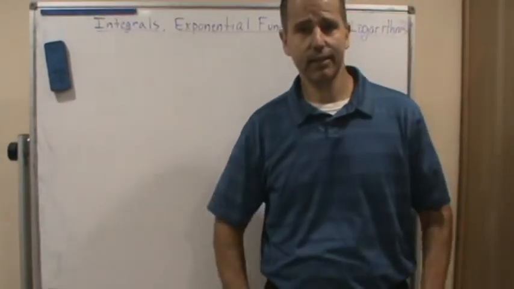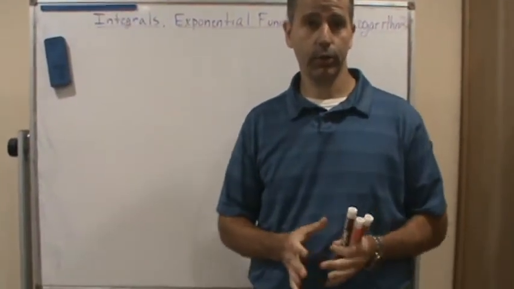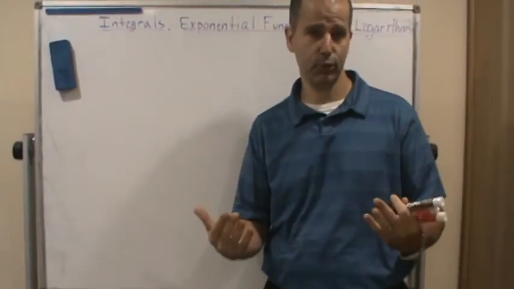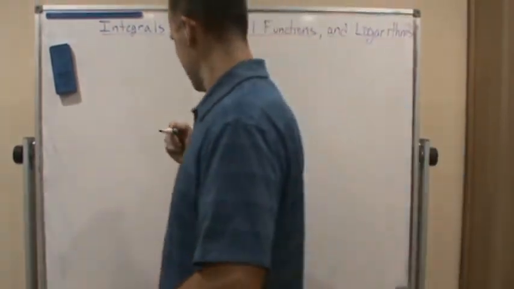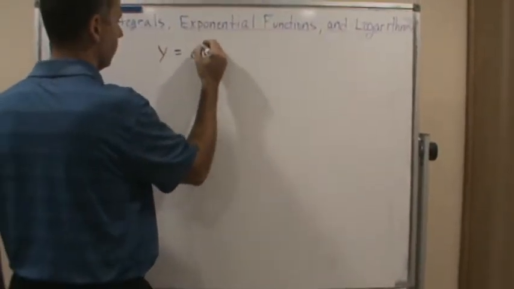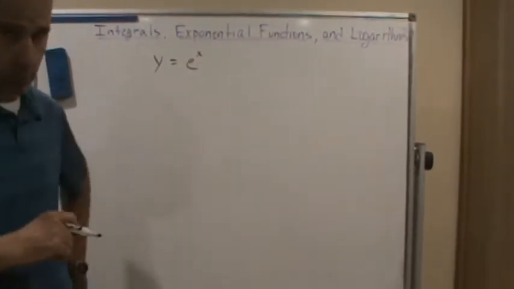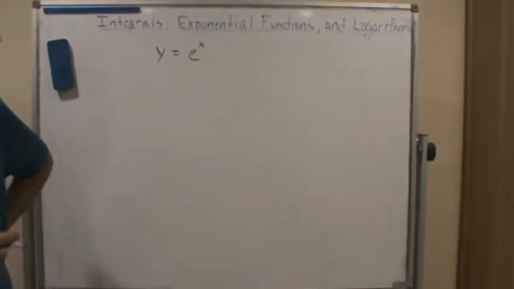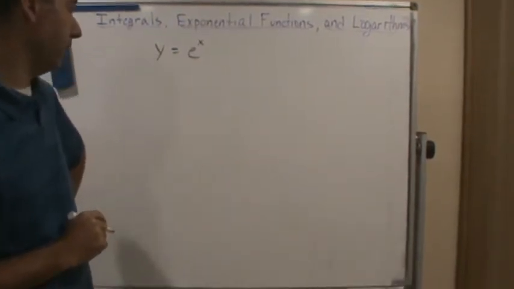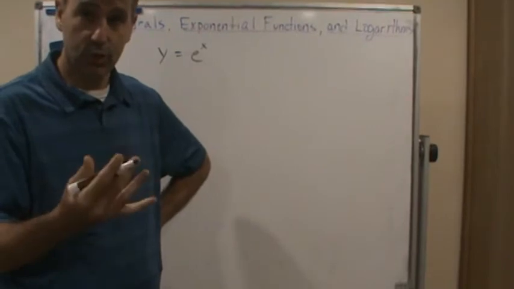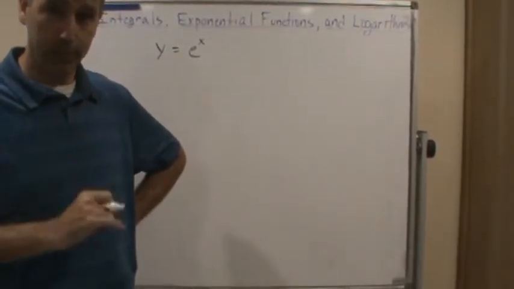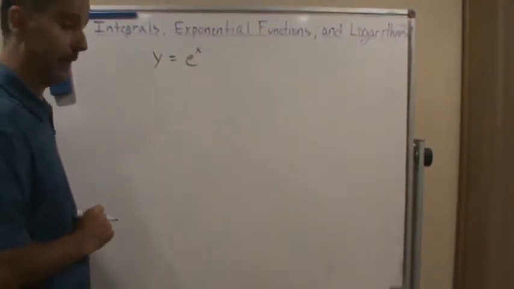Okay, so in this video, we're going to verify the differentiation formula for the natural exponential. So let's say we have y equals e to the x. We're going to use implicit differentiation to derive the differentiation formula for e to the x.